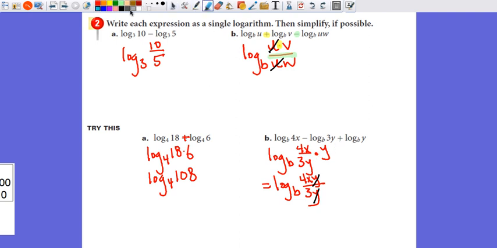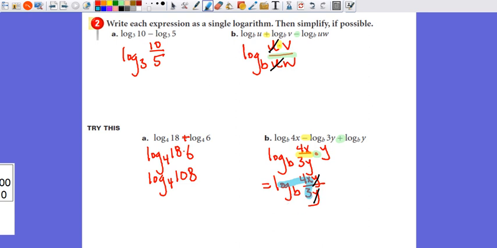Let me throw in some highlights here. Here you see a minus, so you think division. Here you see a plus, so you think multiplication. Then you have a y on top and y on bottom, so you can cancel that, and your final answer is going to be this blue highlight here, log base b of 4x over 3.